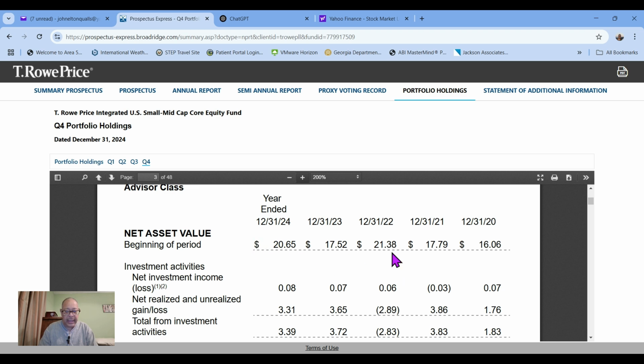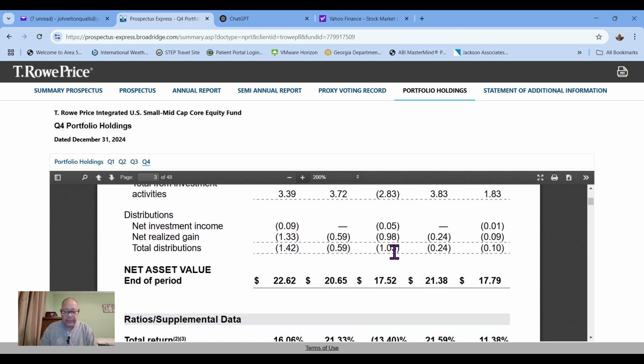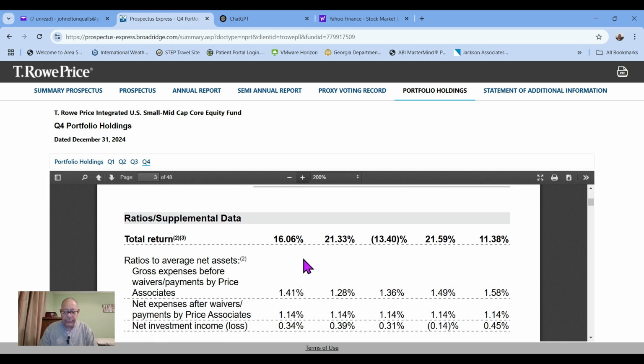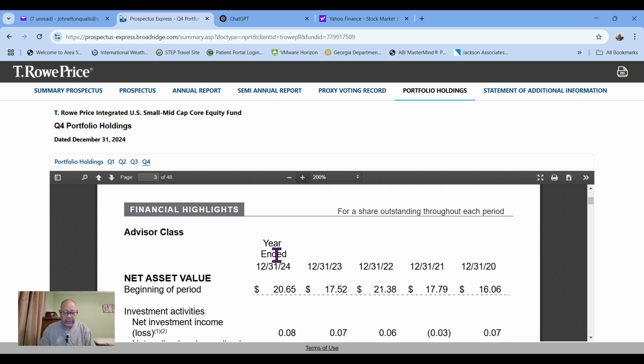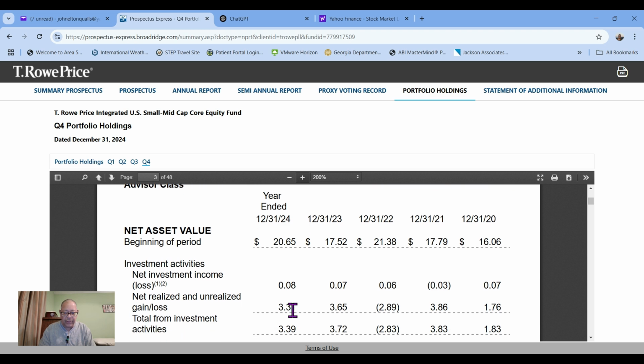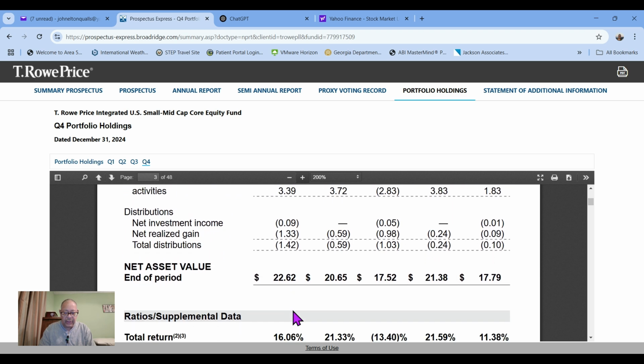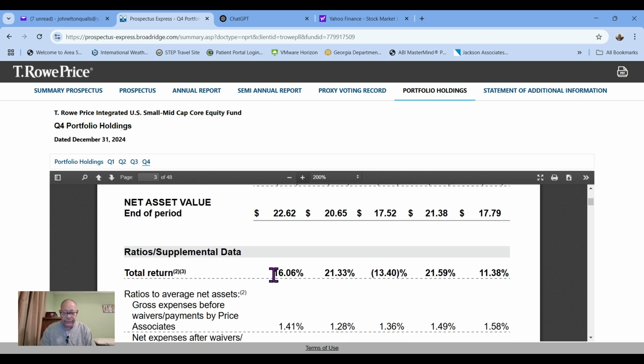It's talking about the net asset value and the total return. So let's see. Year end of 2024, it had a total return of 16%.